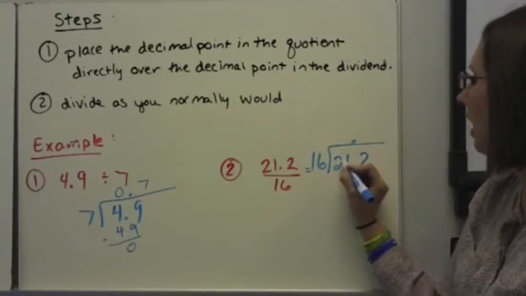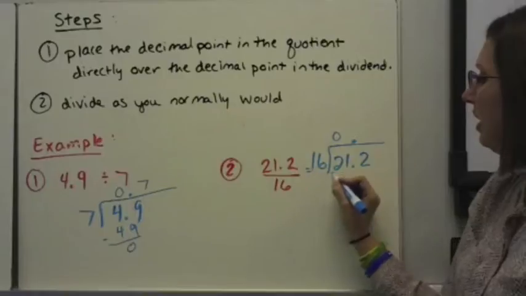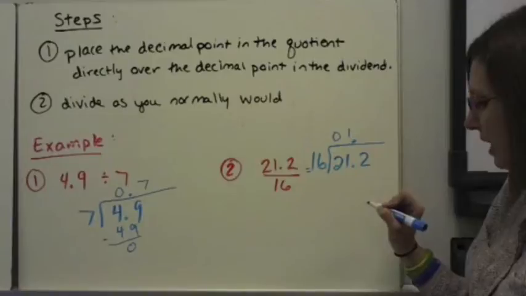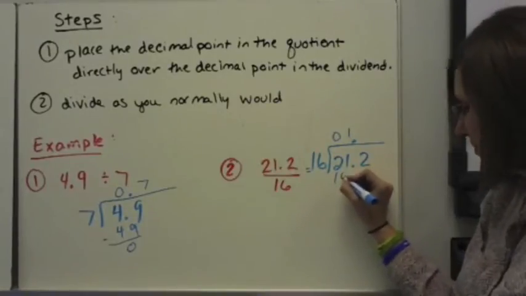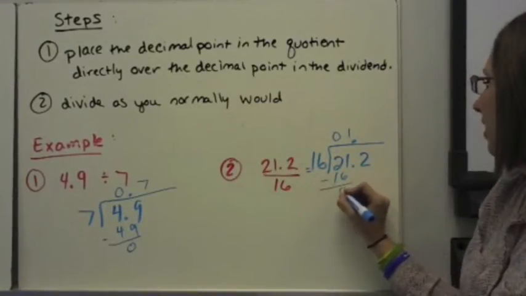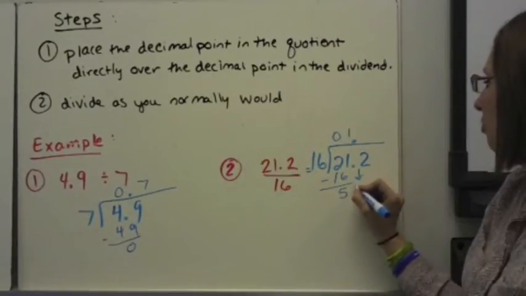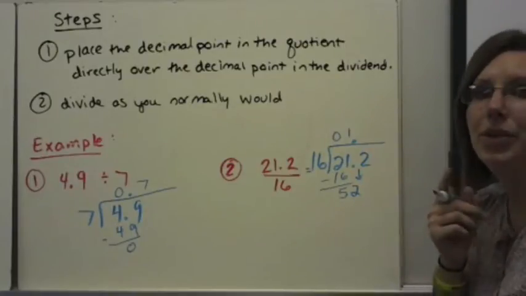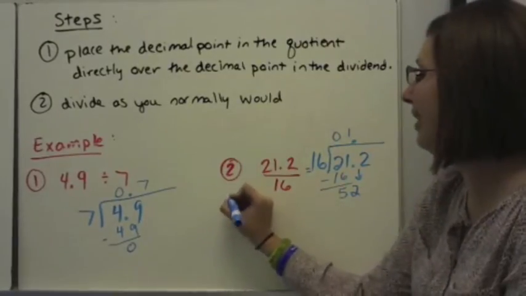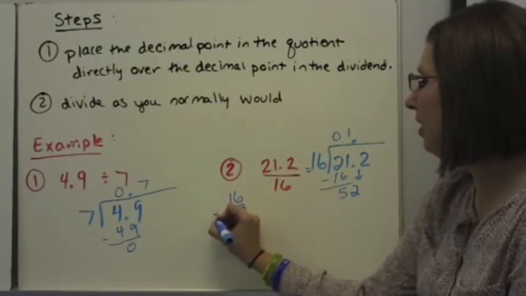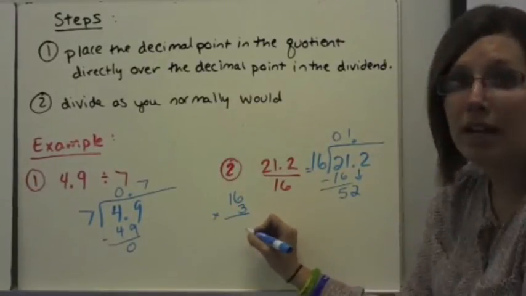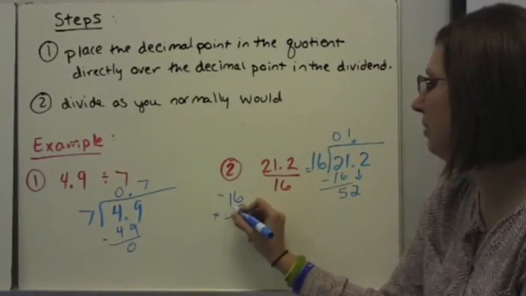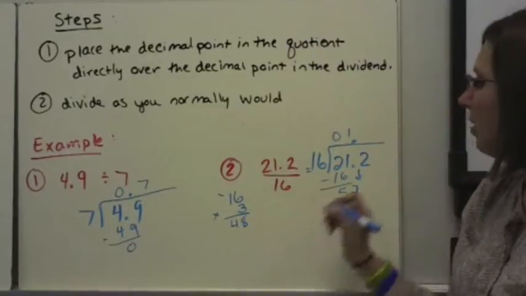Okay, 16 cannot go into 2, but 16 can go into 21 one time. 1 times 16 is just 16. I subtract and I get 5. Bring down my next number. 16 can go into 52. I'm going to estimate 3 times. You might not always know exactly, so off to the side you can just multiply. 3 times 6 is 18. 3 times 1 is 3, plus 1, 4. Okay, so I've got 48.